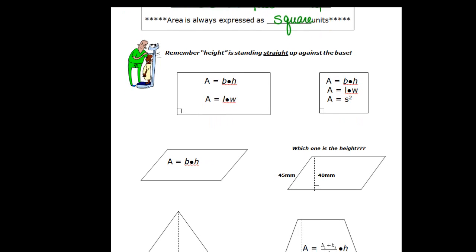Okay, the other key thing is in many of these formulas, you're going to see an H, a height. Height is like when you go to the doctor's and they don't let you slouch against the wall. They say, no, you have to put your feet up against the wall and stand straight up tall to measure your height. You can't slouch. So it's the same thing with a figure. In other words, this could never be my height of my trapezoid.